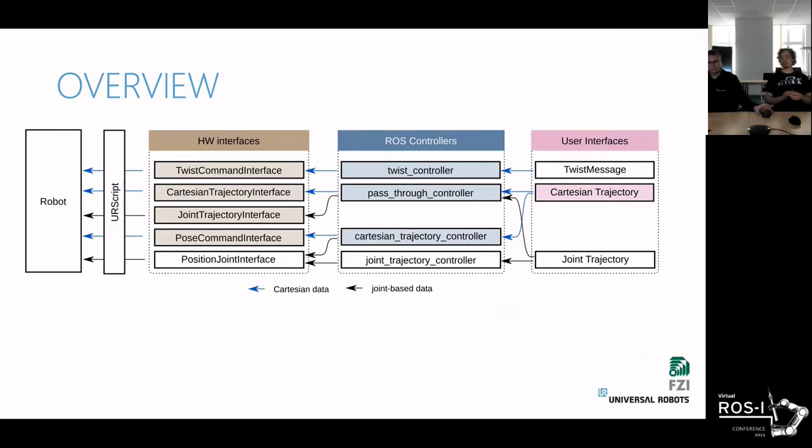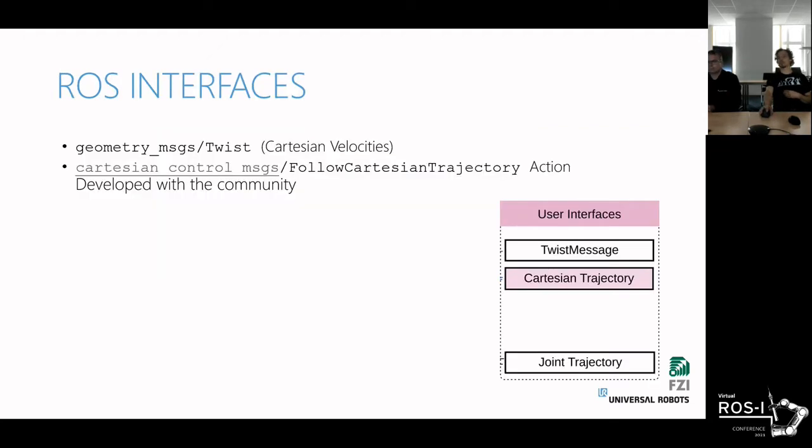To give you a short overview, this shows the different components involved in this. All the colored components are components that were recently developed. So on top we have the user interface side, where we basically created a new interface. We have a couple of new controllers and also hardware interfaces, which I will go briefly into during the next slides. On the interface side, we basically implemented 2 Cartesian interfaces.